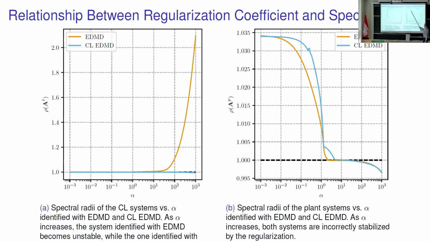So EDMD actually does the right thing as well. For low regularization coefficients, it actually gets an unstable system too. Okay, that makes sense. Now what about the closed loop spectrum? So this is the eigenvalues of AF. So this is the closed loop A matrix.